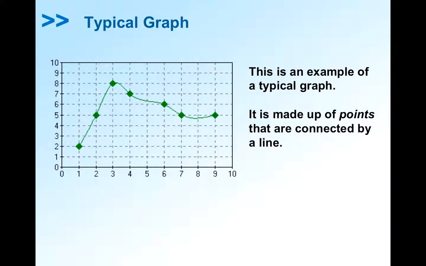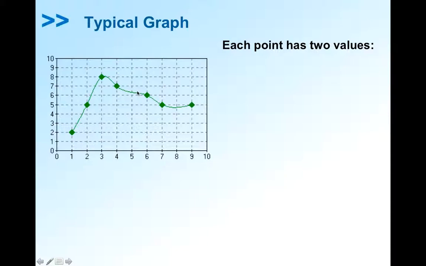So this is an example of a typical graph. It's made up of points that are connected by a line. So I'm going to do a little kind of math to explain to you longitude and latitude. This should all be reviewed today. You should not be thinking of anything new, okay? So it's made up of points, which are right here. These are points that are connected by a line. These points are otherwise known as coordinates.